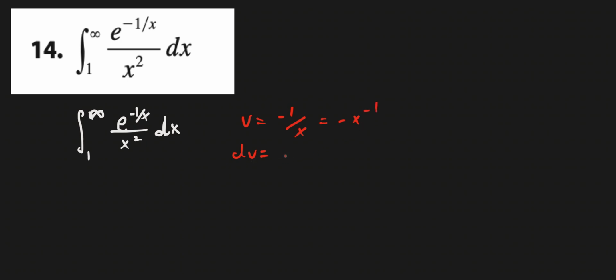Du ends up being negative, we bring this negative 1 down, which is making it going to be positive, and then x raised to the negative 1 minus 1, which is negative 2. So this is equal to x raised to the negative 2, which is also equal to 1 over x squared dx. We have that, and this is how we solve the problem. So we have to look at all the possibilities before we move on.